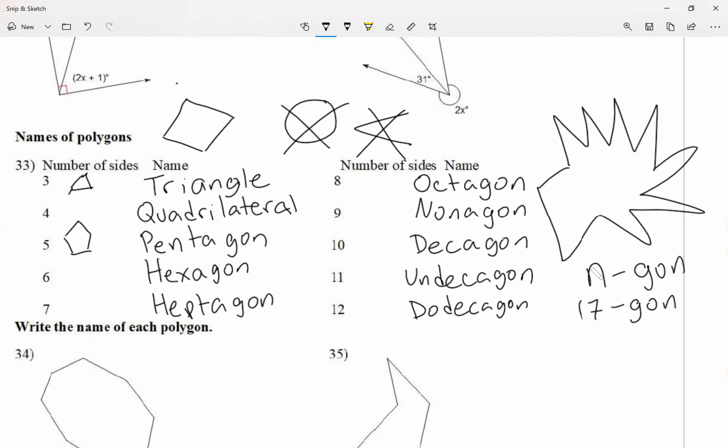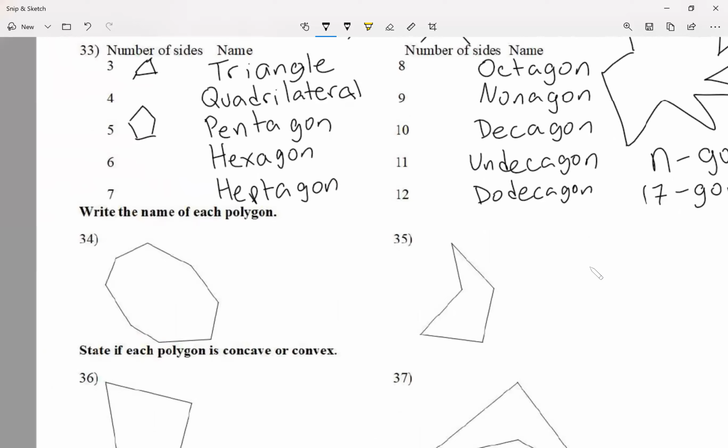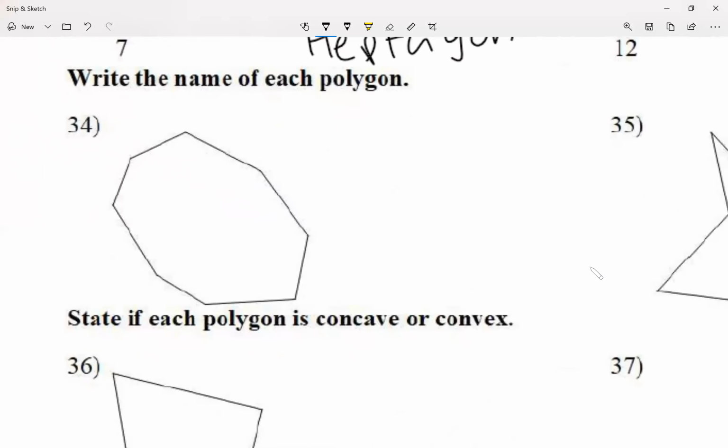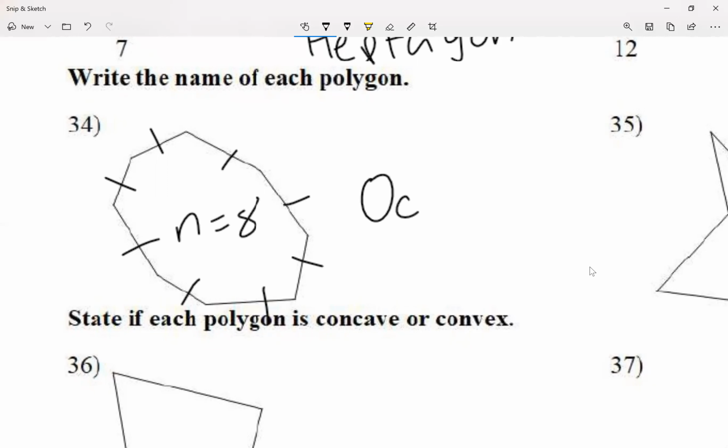So for example, number 34 and 35. Here it says, write the name of each polygon. What I'm going to do is let me count the sides. I'm going to do little lines when I'm counting my sides. So there's 1, 2, 3, 4, 5, 6, 7, and 8. Let me write n is equal to 8. What I mean with that is 8 sides. All right. 8 sides. Going back to my list, I'm going to call this octagon.